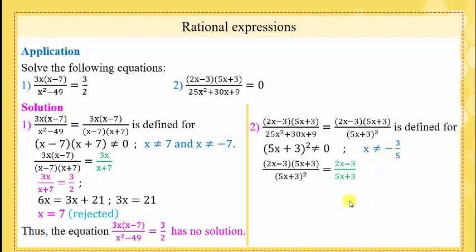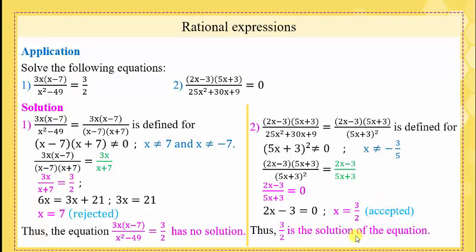Step 2, simplify. We put the factored form, and here we have 5x plus 3 as a common factor between the numerator and denominator. So we simplify both by 5x plus 3 to get (2x minus 3) over (5x plus 3). Step 3. Solve (2x minus 3) over (5x plus 3) equal to 0. The rule is if we have a over b equal to 0, then a equal to 0 because b is different from 0. Then 2x minus 3 equal to 0, which gives x equals 3 over 2. It is accepted since it is different from minus 3 over 5. Thus, 3 over 2 is the solution of the equation.